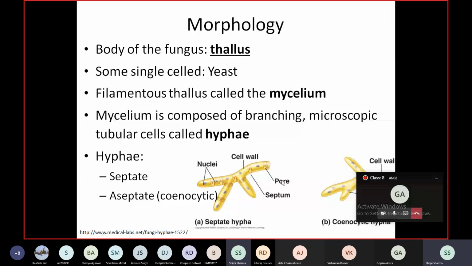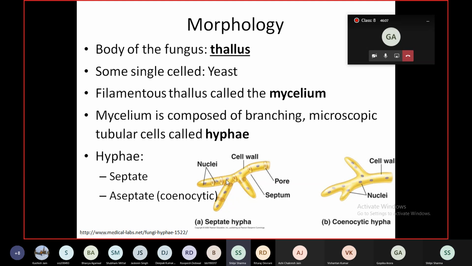The hyphae could either be septate, that is with cross walls, or they could be devoid of any septa, that is the cross walls are absent. The latter is known as cenocytic mycelium or cenocytic hyphae. Even when the septa are present, you will see that there are pores which allow flow of material across the cross walls.